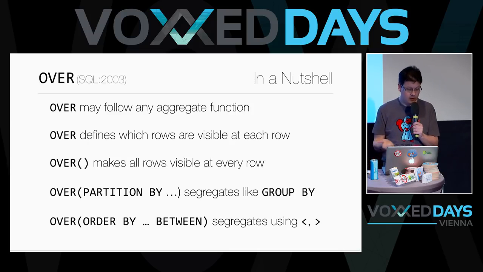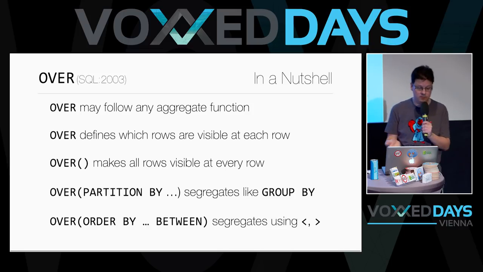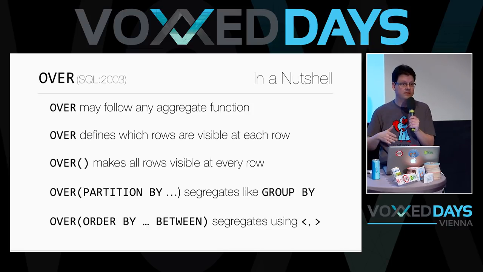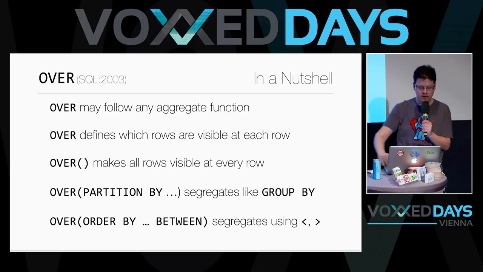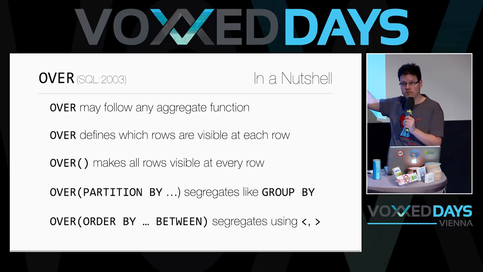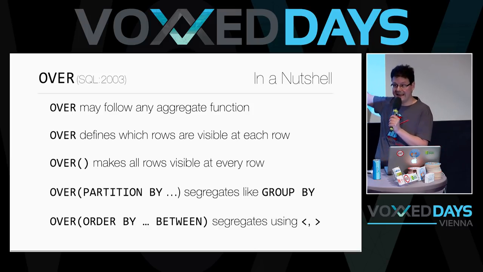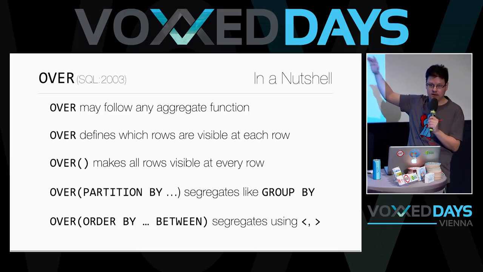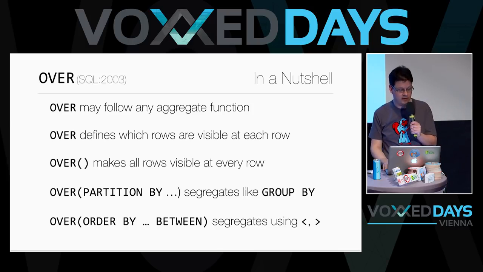So, the over clause may follow any aggregate function which you know. All the ones like count, sum, min, max, and so on, and also the more fancy ones like the standard deviation and all of this. It basically defines which rows are aggregated at each row. So it can have a different set of rows at each row. That's quite interesting. An empty over clause marks everything. You can use partition by and also order by and the between clause to say which rows to aggregate.